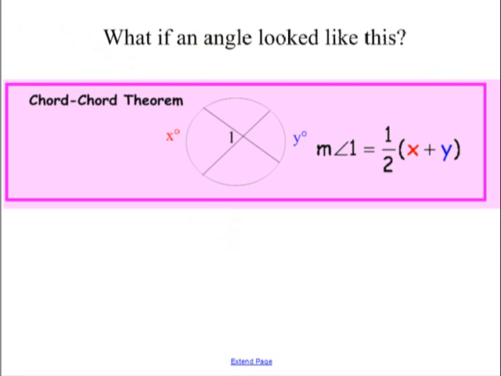Okay. Now, a couple more new things here. Now we've got some weirdo situations. Now that vertex, it's not in the center of the circle, and it's also not on the circle, but it's in the circle somewhere.